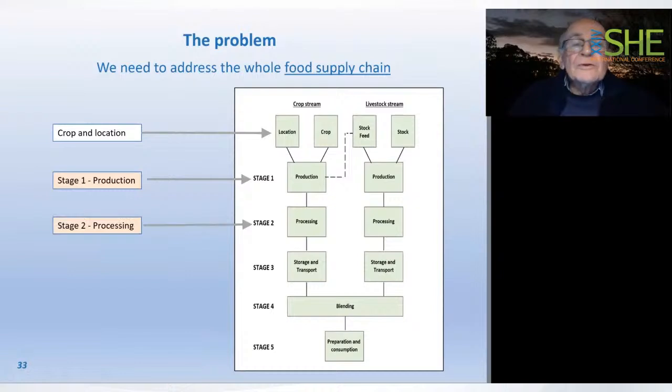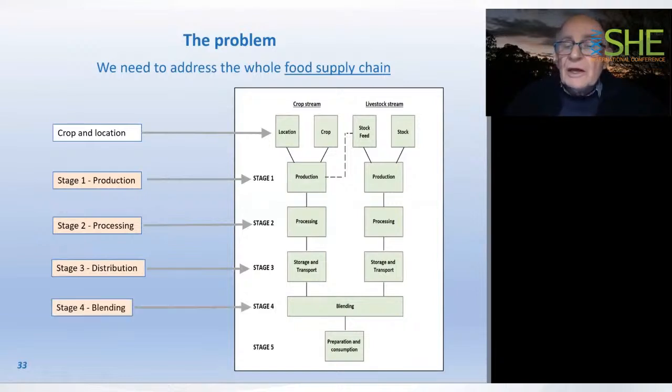We then move to a post-growing processing stage. This can be things like milling, drying, husking, and so on. The next stage is the storage and distribution stage. We then have a possible stage, which is a blending process where we take multiple streams of product and blend them together to get improved nutrition or other qualities.